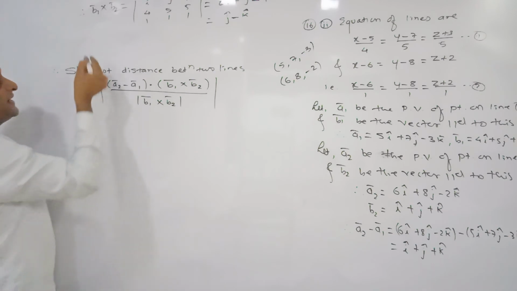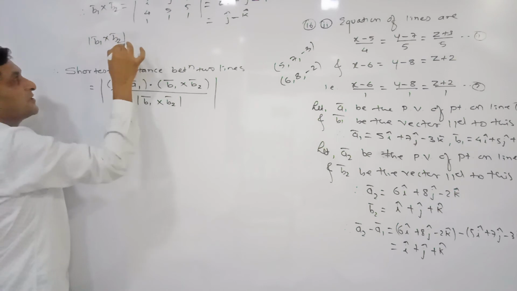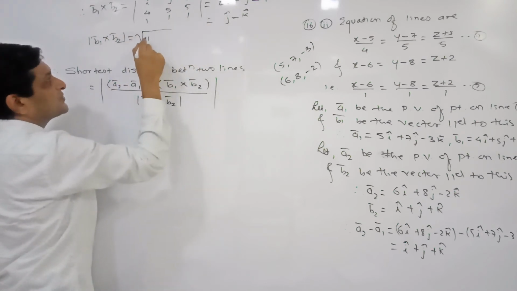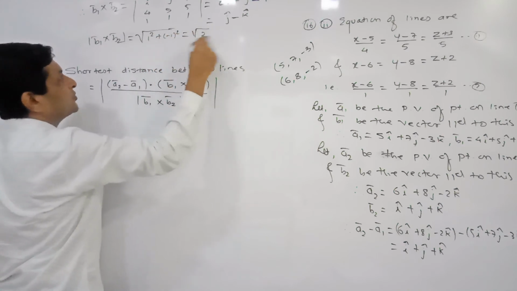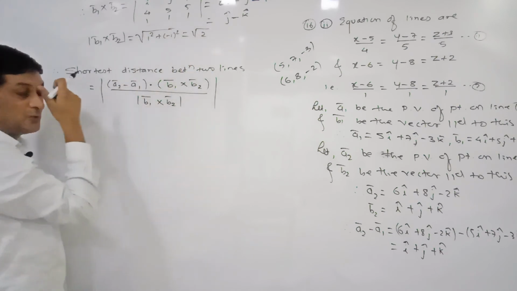Now we are finding the magnitude of this vector b1 bar cross b2 bar, because this value will be required in the denominator. So under root 1 square plus minus 1 square is equal to what? Root 2, because the square of minus 1 is also plus 1. 1 plus 1 will be equal to 2.